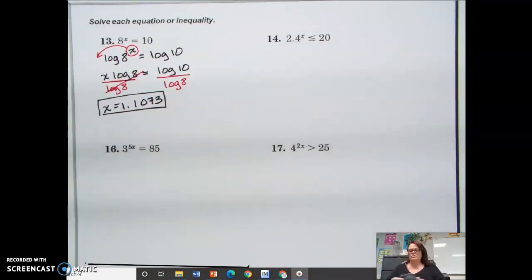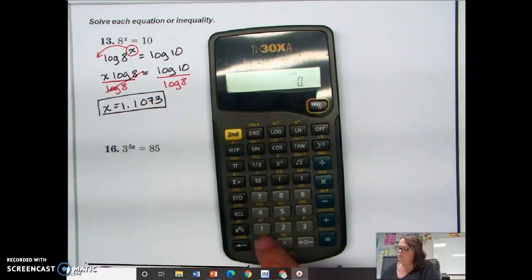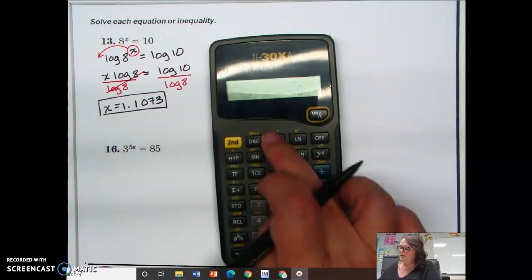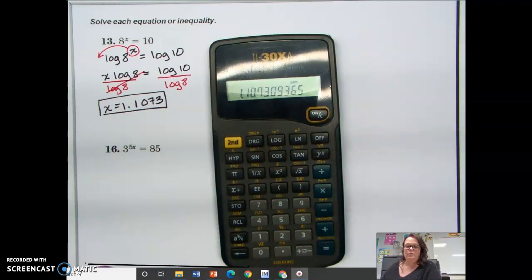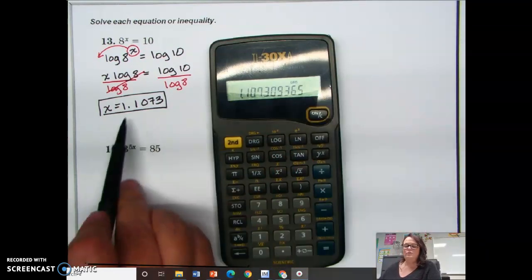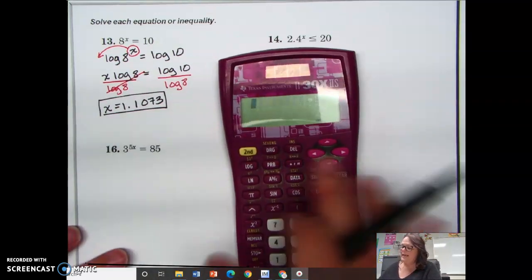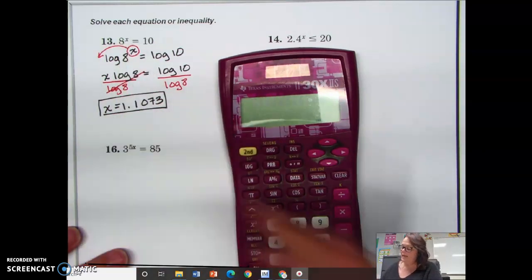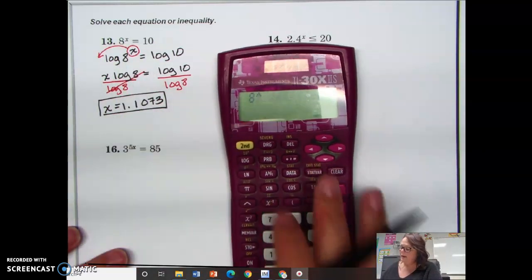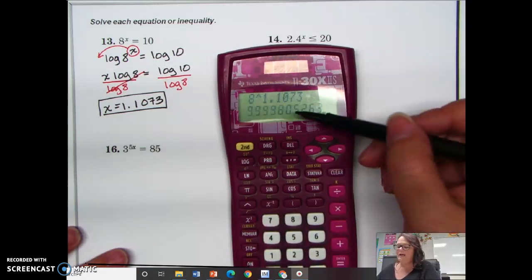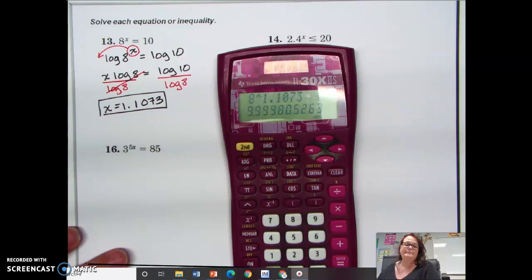And then let's see if I can do that on my other calculator. So I'm going to do 10 log divided by 8 log, and then don't forget to press equals, and you'll notice once I press equals, I get the same exact answer. And so now let's see if that works. So this is saying 8 to the x power gives me 10. So if I do 8 to the power of 1.1073, I get 9.99998, which would round up to 10.